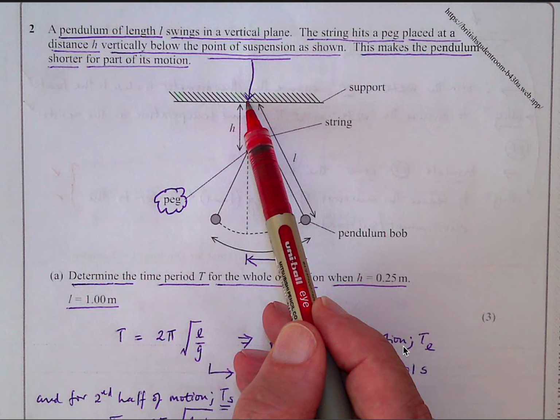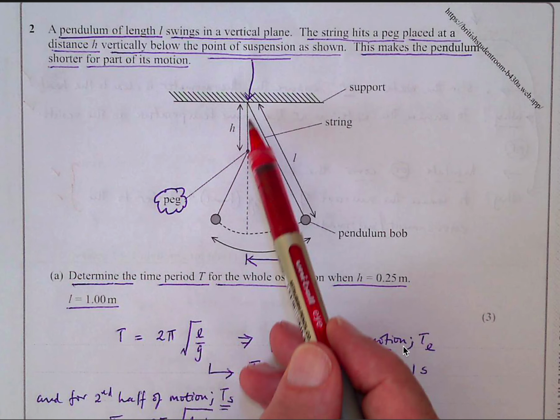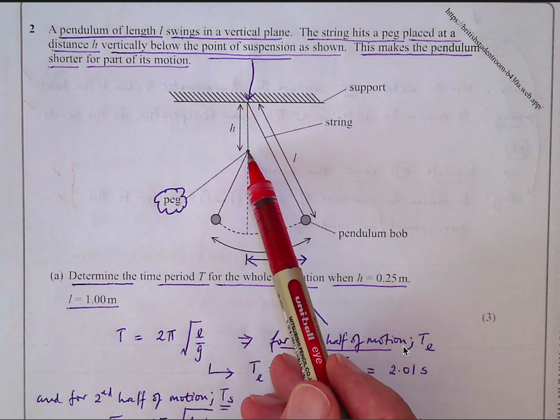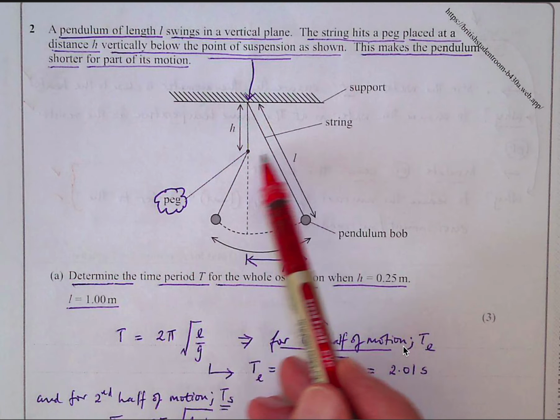So this is suspended from the support here, and I'm assuming this peg is a solid obstacle to the pendulum moving from right as we're looking at to left. Okay, this makes the pendulum shorter for the second part of its motion. So it's moving this way, it's going to hit the peg at this height, and then it's basically a shorter pendulum for the second half of the swing. First half of the swing, second half of the swing.